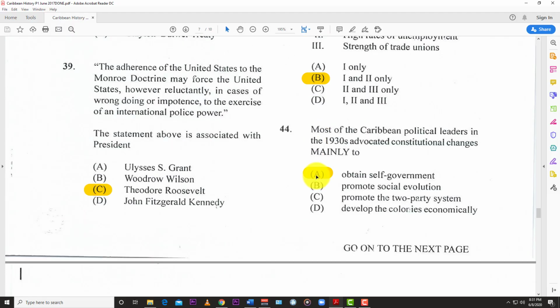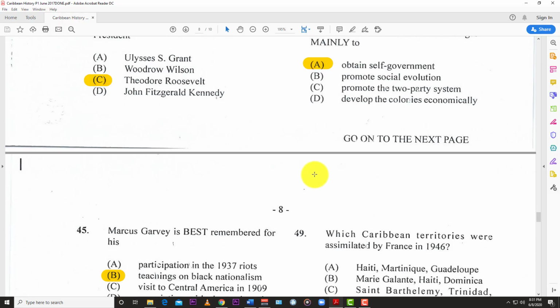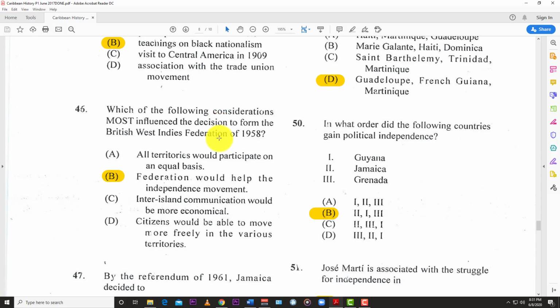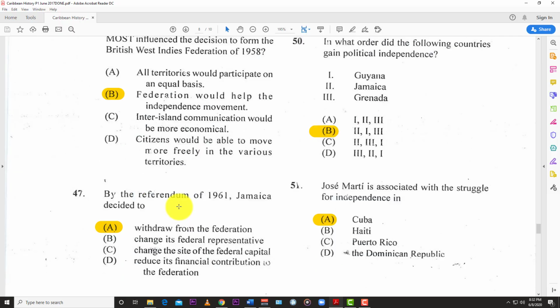44. Most Caribbean political leaders in the 1930s advocated constitutional changes mainly to A, obtain self-government. 45. Marcus Garvey is best remembered for his B, teachings on black nationalism. 46. Which of the following considerations most influenced the decision to form the British West Indies Federation of 1958? And the answer is B. Federation would help the independence movement.